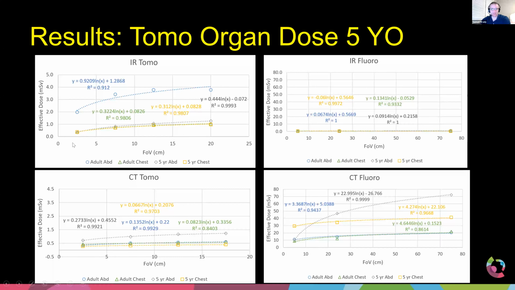But first thing you can see here on the IR, so this is the C-arm doing the cone beam CT, the 5-year-old abdomen, chest, and the adult chest basically were all of the same dose. But when you're doing the adult abdomen, the dose is much higher. It was an order of magnitude, almost 2 orders of magnitude higher. Not an order of magnitude, a factor of 2. We went from 1 and a half to 2, give or take, 1 to almost 4. So a factor of 2, actually, I should say.